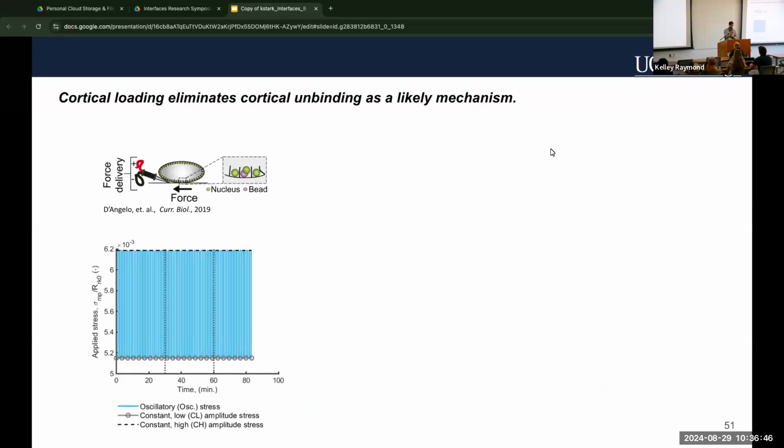Returning to D'Angelo, they did a very neat experiment where they take a metal bead and adhere it to the applicable surface. You can see that in the top left. Then they put a magnet nearby and pull on it, and they see how the viscoelastic properties change with time. They do this in an oscillatory way, and we're replicating that in silico.